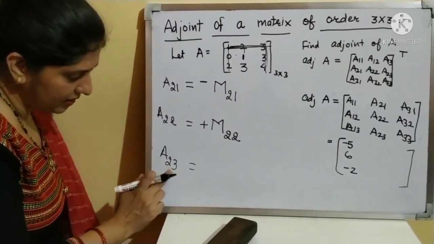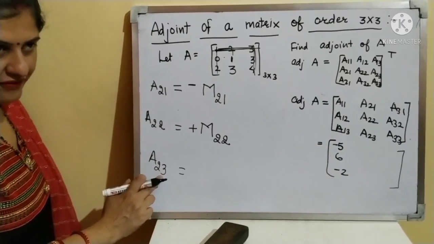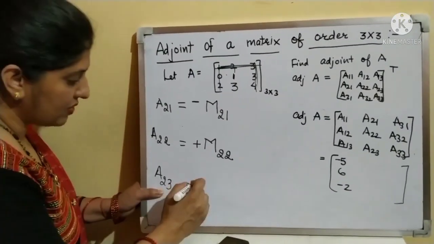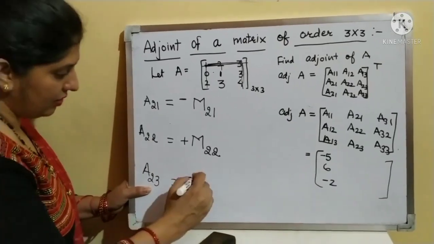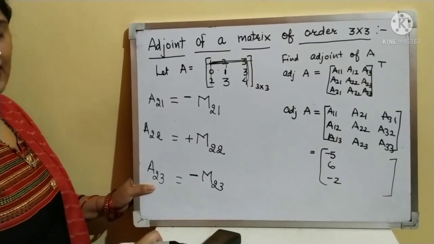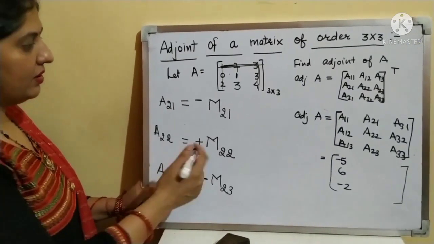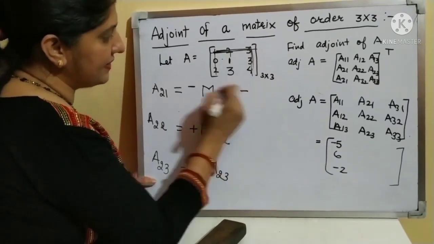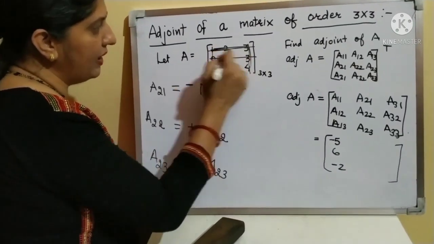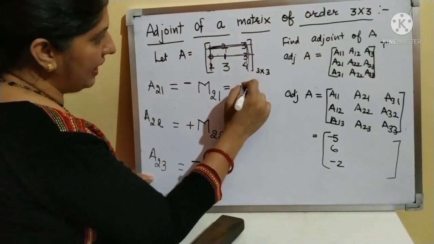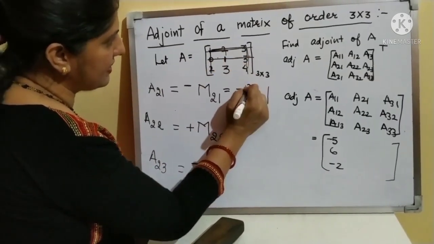In the same way, see here. 2 plus 3, 5. 5 is odd. Sum of the suffixes is odd. So sign will be negative. Multiply with the minor of the corresponding element. Now just calculate the value. Minus sign as it is. Delete second row and first column. Second row, first column. And write all other entries as it is.